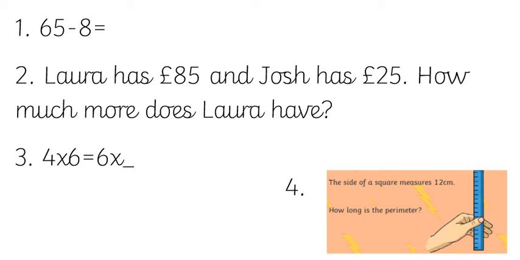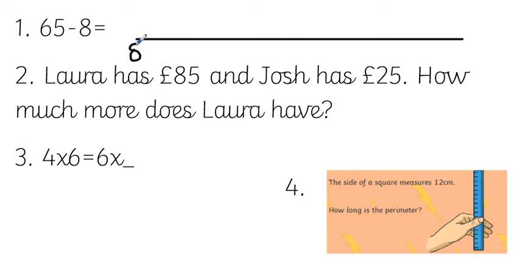So, question number 1, we have 65 take away 8. Now, some of you were asking me questions about the number line method, so I'm going to show you the number line method using this very simple subtraction. When we subtract, we can also do it by counting on. So, we draw our number line. We put the smallest number on the left hand side and the largest number on the right hand side. Then we start to do bounces in order to get from the smallest number to the biggest number.